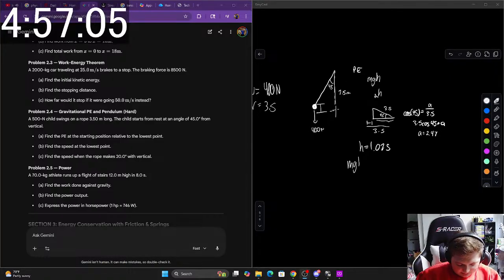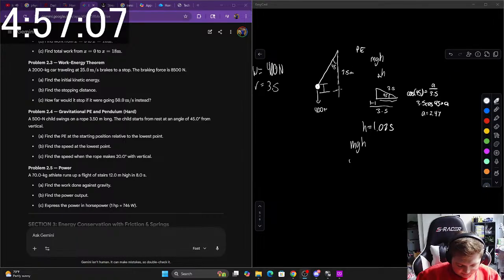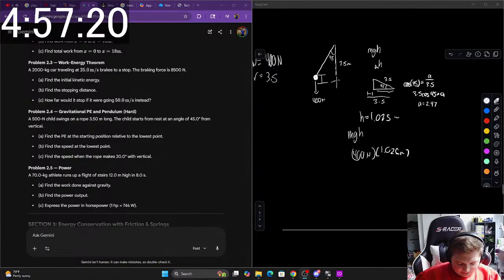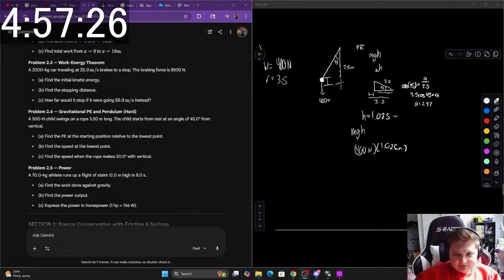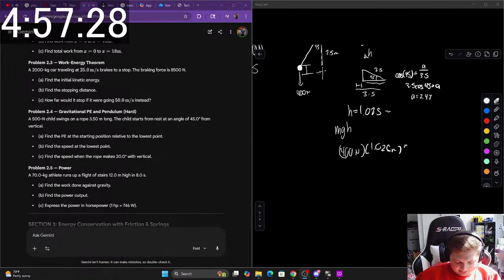mgh, the weight, 400 newtons. Wait, W is equal to mg, so we just need Wh. So 400 times 1.025 meters. Which just makes sense because newton meters are joules. Sine squared plus cosine squared equals 1. Yep, sure does.